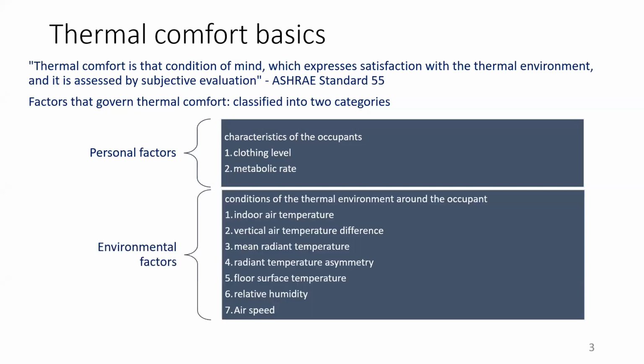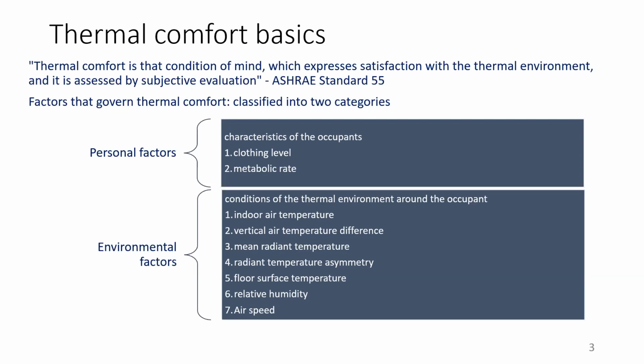The second category is environmental factors, which are also called physical parameters. These are the conditions of the thermal environment around the occupant. These include indoor air temperature, which is the average dry bulb temperature of the air surrounding the occupant. Vertical air temperature difference, which is the air temperature difference between the head and ankle level of the occupant.